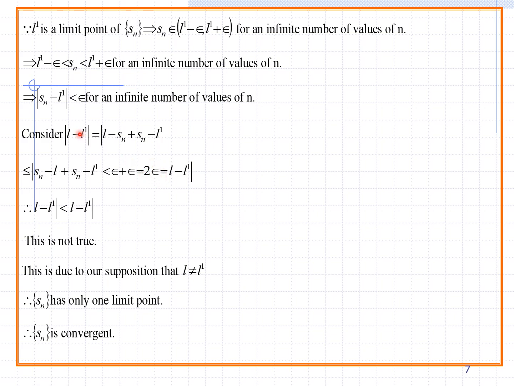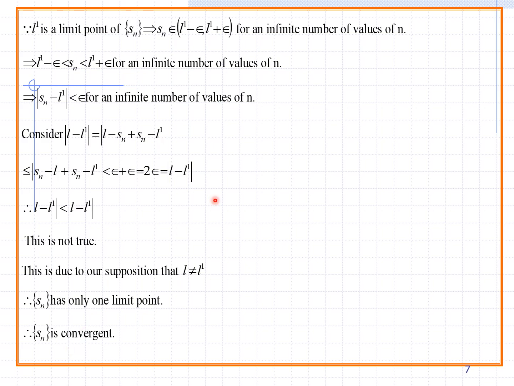But you have taken L not equal to L dash. But what can you prove? Modulus L minus L dash less than modulus L minus L dash. So this is not true. This is due to our supposition that L not equal to L dash. Therefore Sn has only one limit point. Therefore the sequence Sn is convergent.